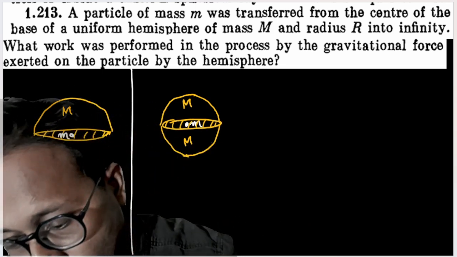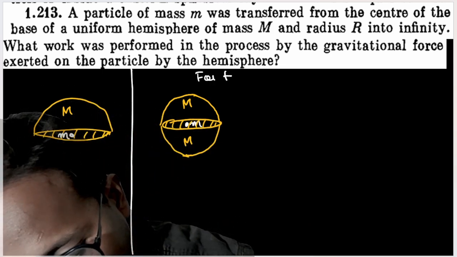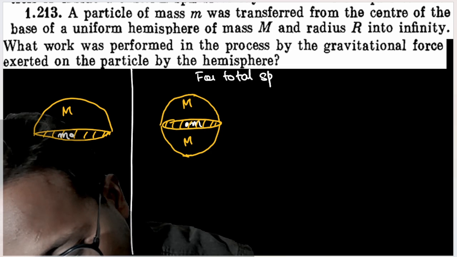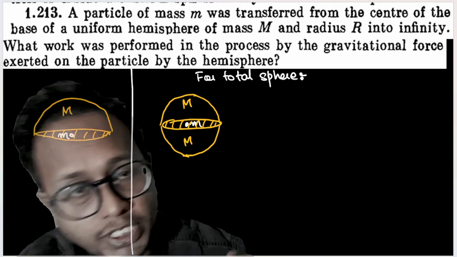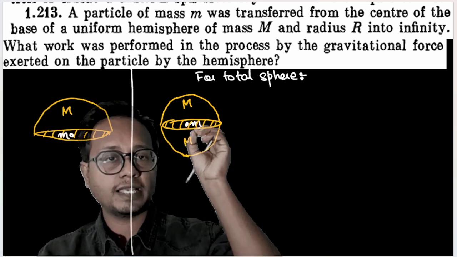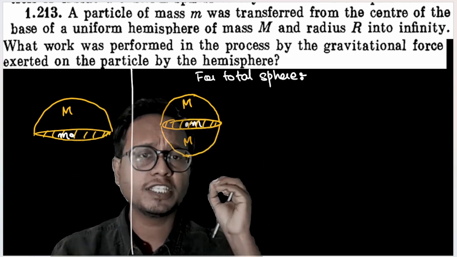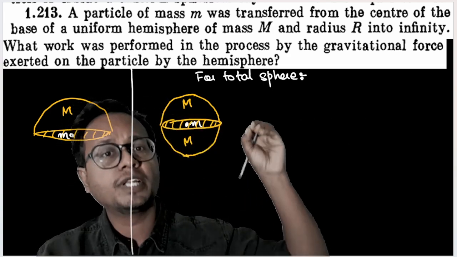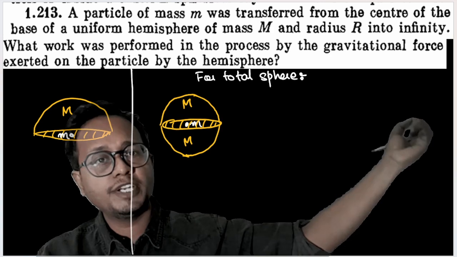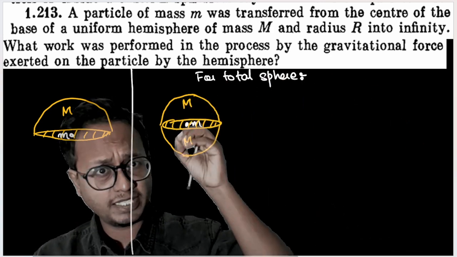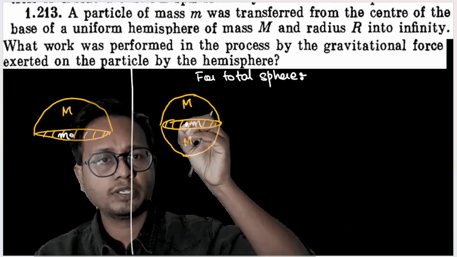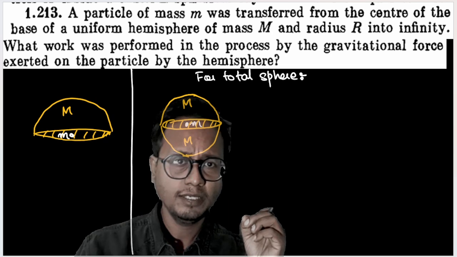Okay, so for the total sphere, the question is asking what is the work done in bringing this mass m from this point to infinity. It is nothing but potential at this point. The definition of potential is only that: work done in bringing a unit charge or unit mass from infinity to that point, or work done against a gravitational force from infinity to that point. Okay, that is the definition of potential.